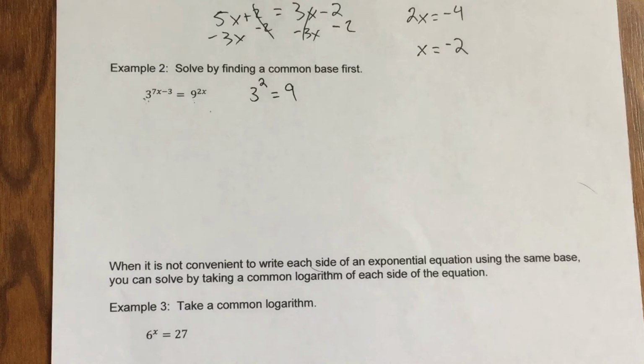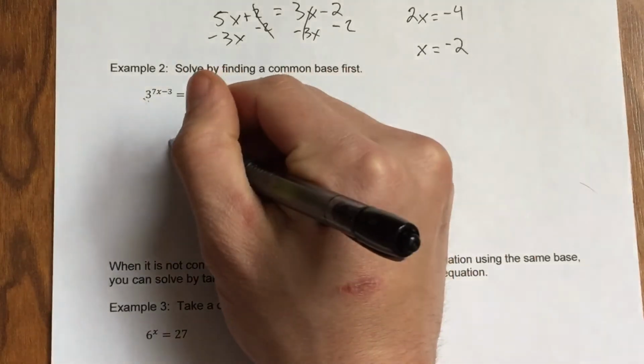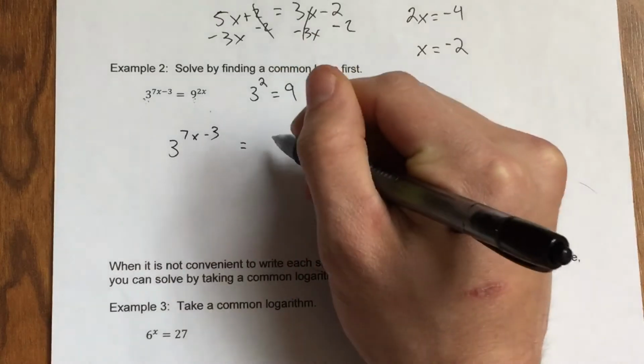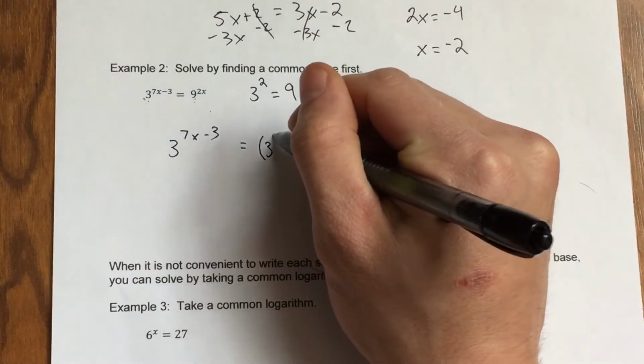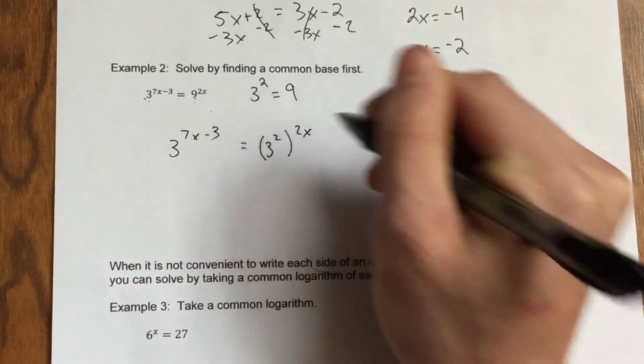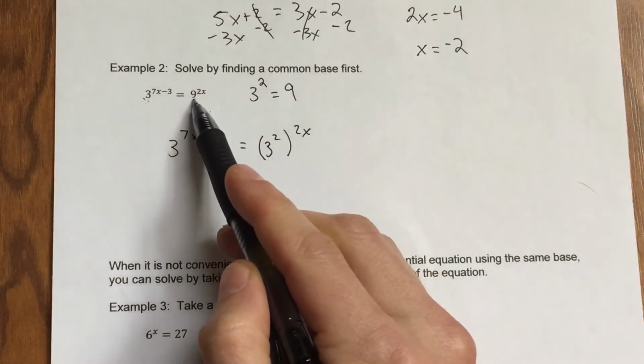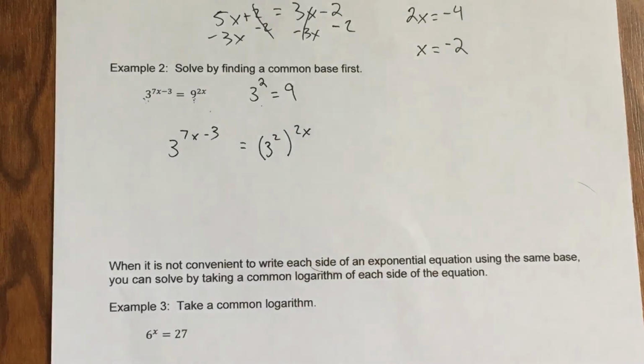9 is the same as 3 squared, or 3 to the second power. So I'm going to swap that 9 out and write this as 3 to the 7x minus 3. That's the left-hand side. And I'm going to replace this 9 with a 3 squared. It still has the exponent of 2x.